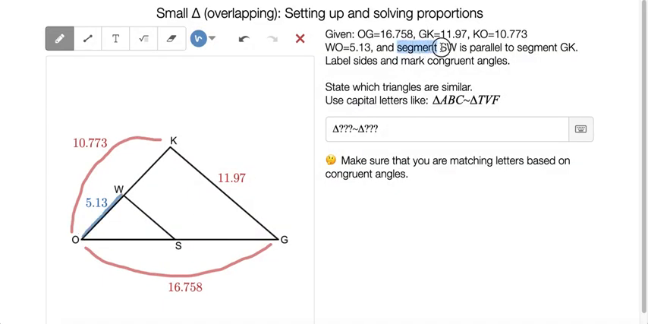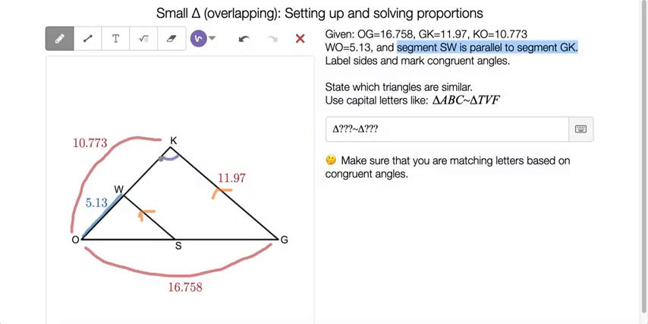And then segment SW is parallel to segment GK. So let's put the parallel symbol. SW, put an arrow on this, is parallel to GK, which is this right here. So these parallel sides are being cut by a transversal right here. The transversal cuts through, it touches this side, and it forms an angle.